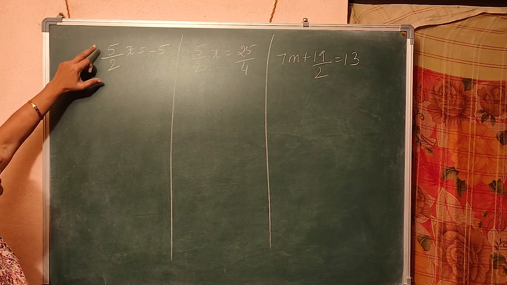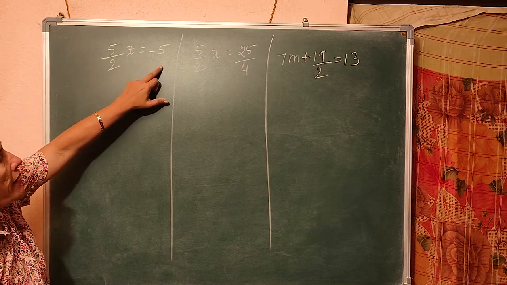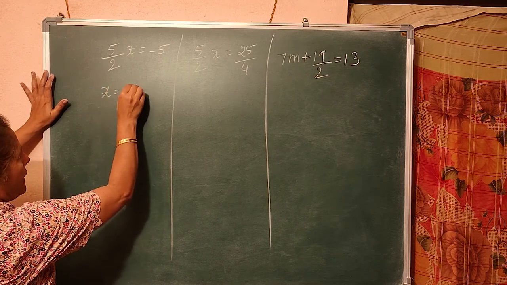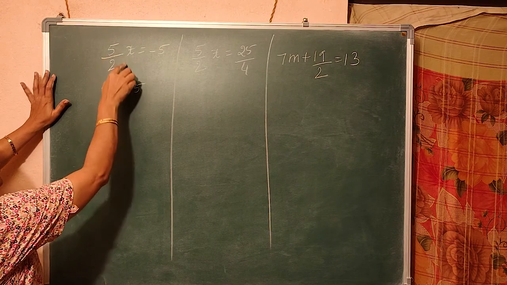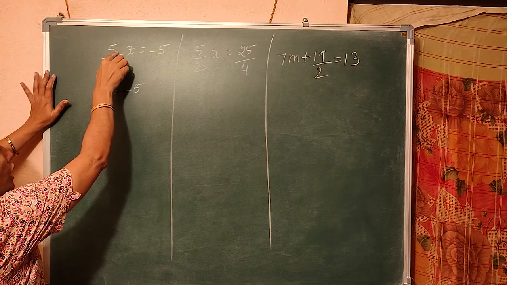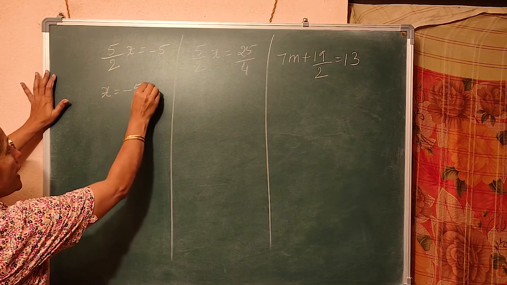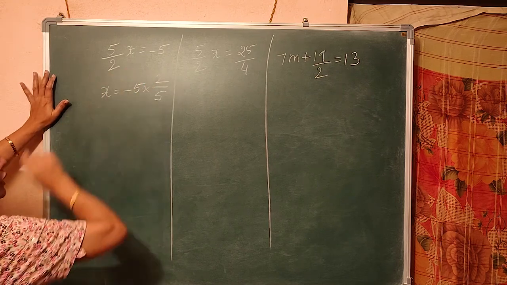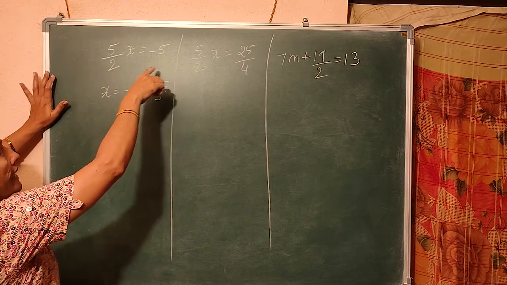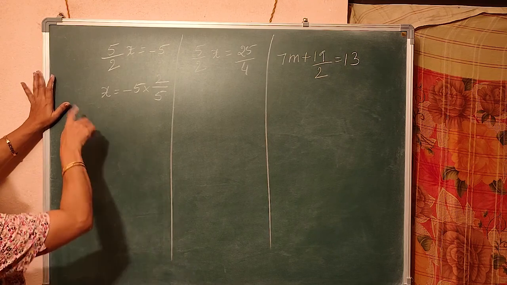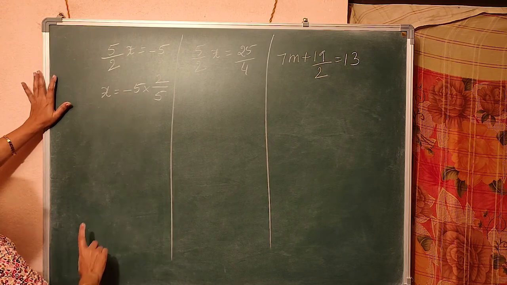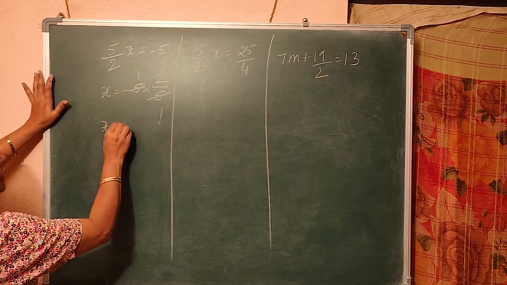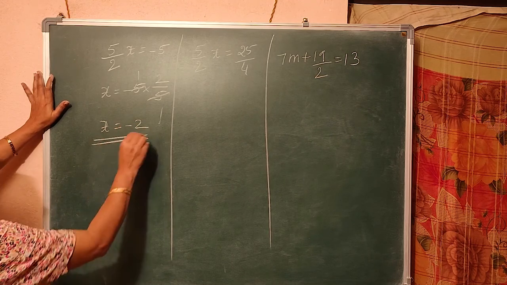Now look at this. 5 by 2x is equal to minus 5. So x is equal to minus 5, here it is into 5 by 2. Whatever is there in the numerator goes to the denominator, and whatever is there in the denominator goes to the numerator. Because when I take that side, the reciprocal of 5 by 2 becomes 2 by 5. So 5 ones are 5 ones are. So x is equal to minus 2.